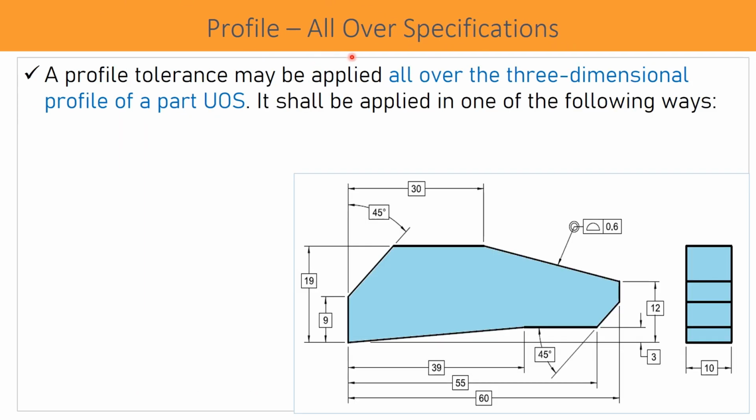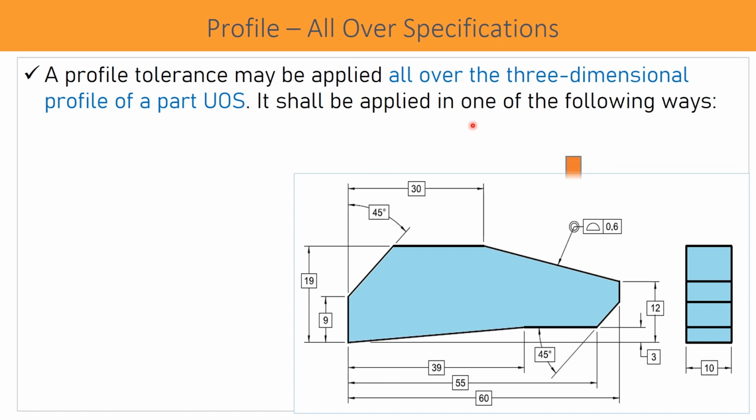Here is the all over specification. The symbol shown is all over. A profile tolerance may be applied all over the three-dimensional profile of a part unless otherwise specified. If nothing is specified and only this symbol is given, automatically the control goes to the entire surfaces of the part, and it is three-dimensional. So if it is a component having all 6 surfaces, it controls them.